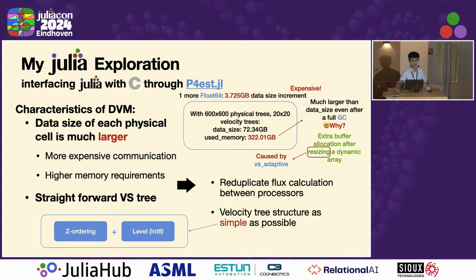But interestingly, even after a full garbage collection, the program's memory usage is significantly larger than the data size. Why is it? Well, I found that during the adaptive processes in velocity space, arrays need to be resized. Therefore, Julia allocates additional buffers to accelerate this process. Given the substantial number of these arrays, the size of these buffers can become burdensome. And currently, Julia does not seem to offer a good method to release this portion of memory.